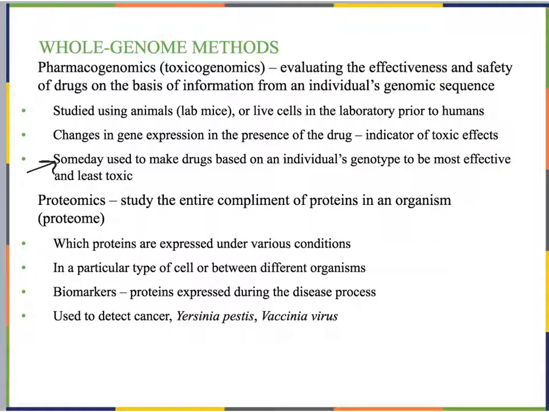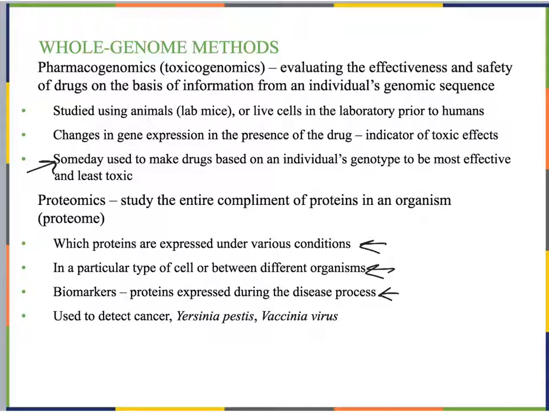Then we have proteomics. So proteomics is studying the entire complement of proteins in an organism, or what's also called the proteome. So again, genomics is studying the DNA, transcriptomics is studying the mRNA and then the DNA made from the mRNA, and then proteomics is studying the proteins that they make. So again, which proteins are expressed under various conditions in a cell, a particular type of cell, or between different organisms. And then we can use this for seeing things like biomarkers.